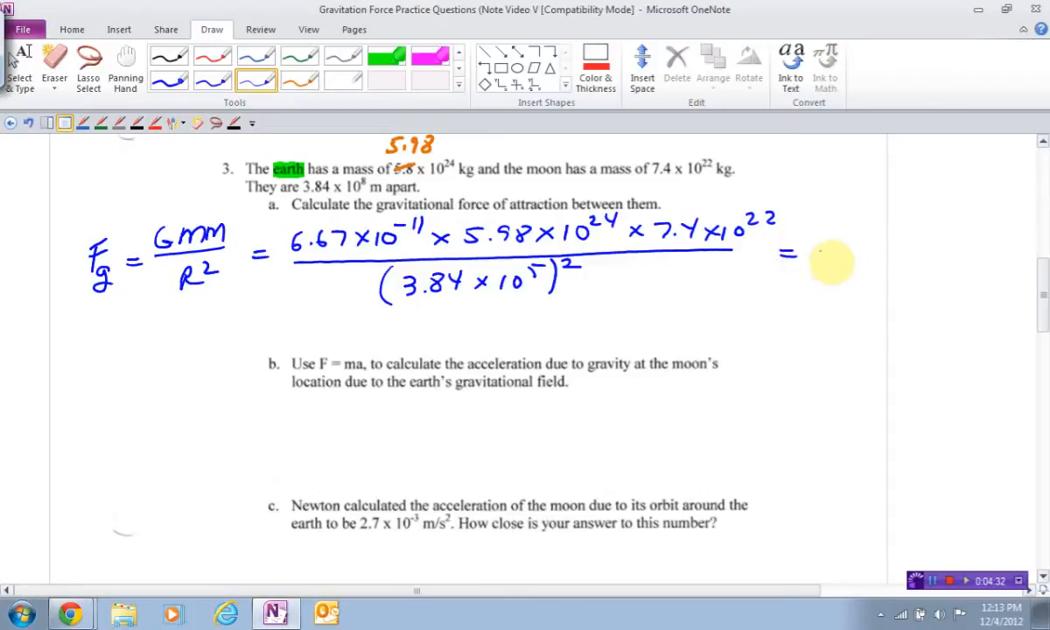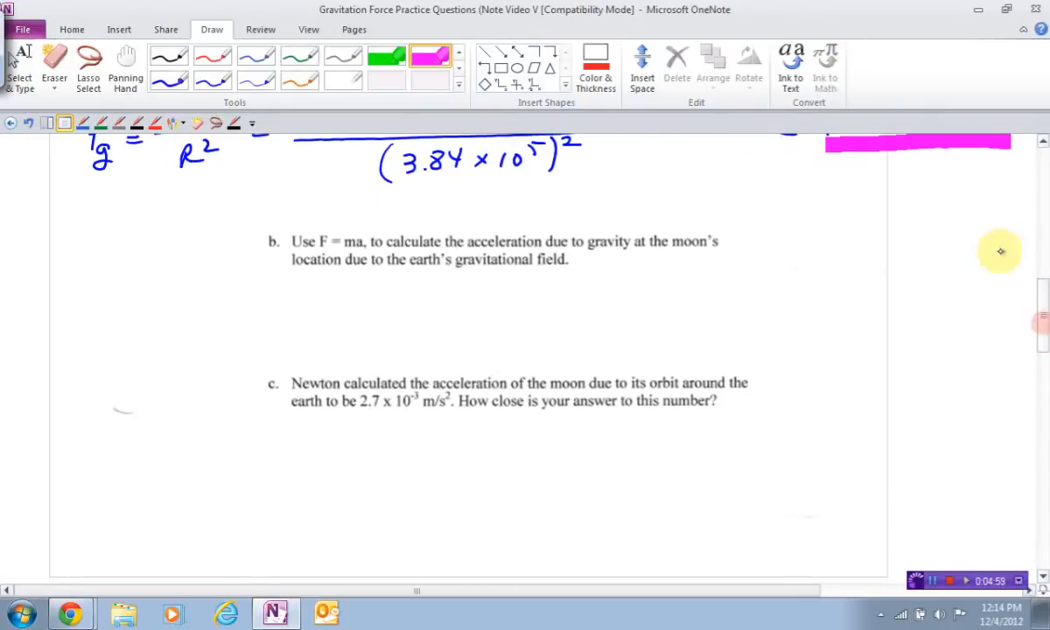You can do it. If you do this, you will get a force of approximately 1.95, one too many sig figs, but that's okay, times 10 to the 20th newtons. Finally, we have a significant amount of force, and we should have. It is this force that keeps the Earth and moon rotating about a common center. Now, we look at the moon going around the Earth, but they're going about a common center.